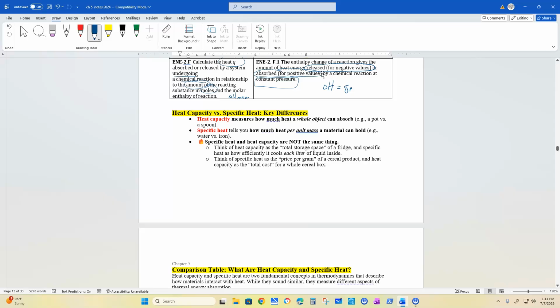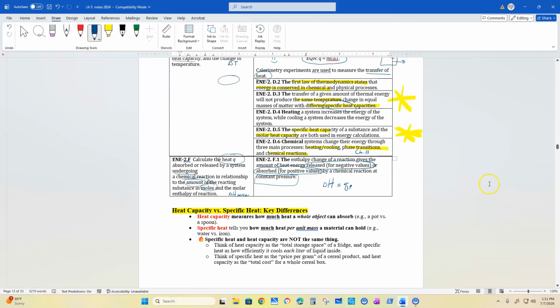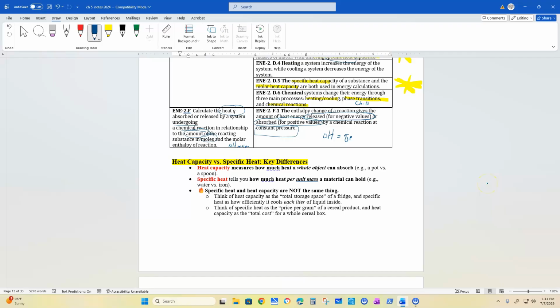First thing is, what is heat capacity and what is specific heat? You heard it up here. You heard them talking about heat capacity, and you also heard it right here, specific heat. Well, first of all, what are those 2 things and why is it important? So here, definition: heat capacity measures how much heat a whole object can absorb. So like a pot versus a spoon. If you actually heated up a pot versus a spoon, which one's going to get hot faster? Well, that spoon is, and the reason why is because of size and mass.